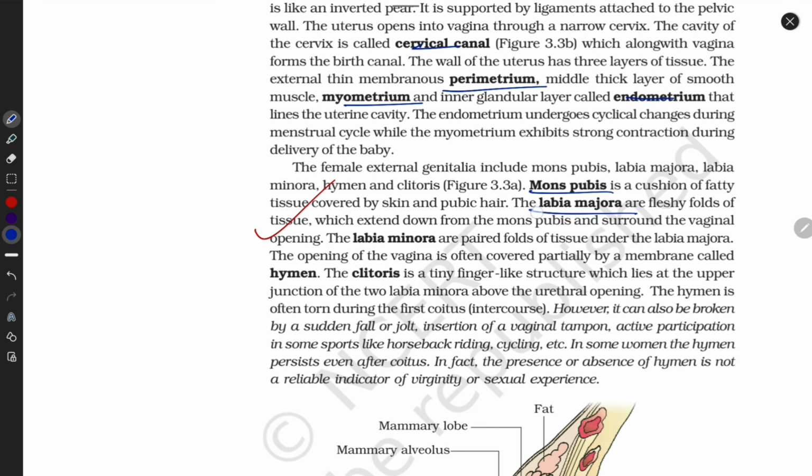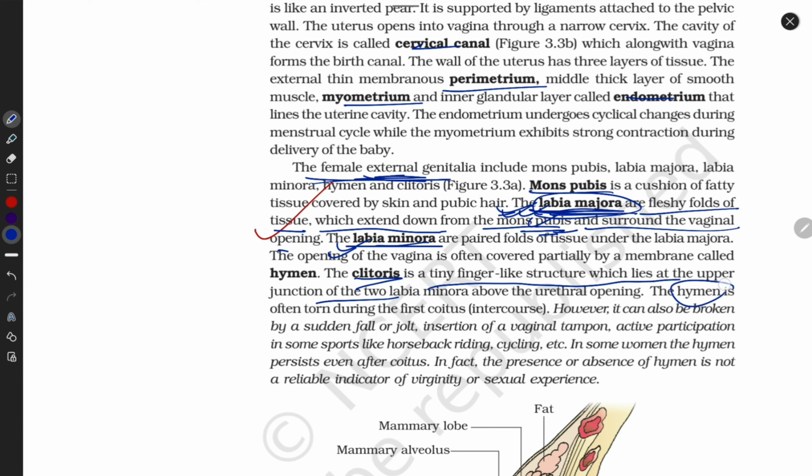I told you, remember these names: labia majora and labia minora. Memorize where I show you these. Labia majora are fleshy folds of tissue which extend down from the mons pubis and surround the vagina. This is the external part of the female. You can easily see where the labia majora is present, where the labia minora is present inside, and where the clitoris is. You can visualize the tiny finger-like structure on top. This is the outer part of the female.